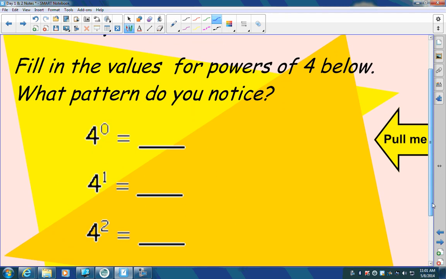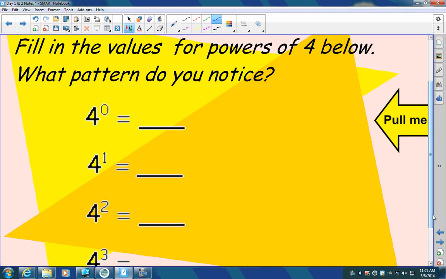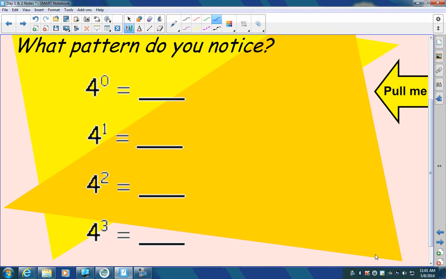Now, I want you to look at this. Let's look at these patterns of these exponents. It says fill in the values for the powers of 4 below. What pattern do you notice? So right here, 4 to the 0 power. Put in your calculator 4, caret 0, press enter. And then I want you to put 10, caret 0, enter. Pick any number and put it to the 0 power. Press 4, and then the caret button, 0, and press enter. What do you get?